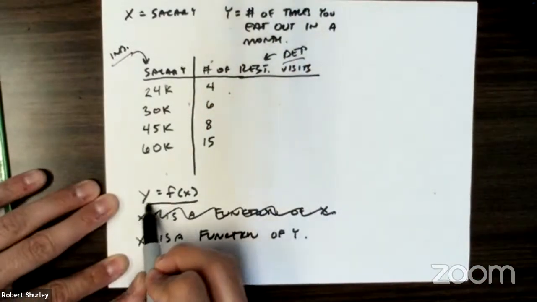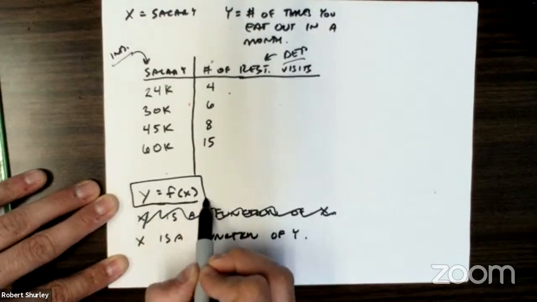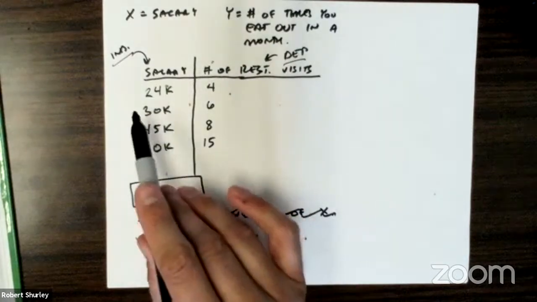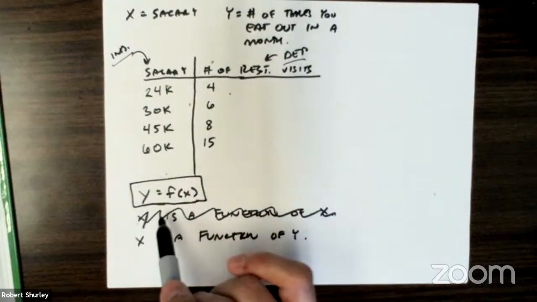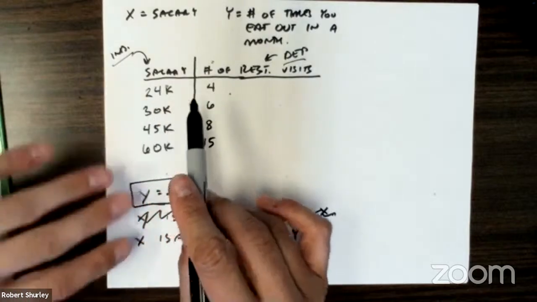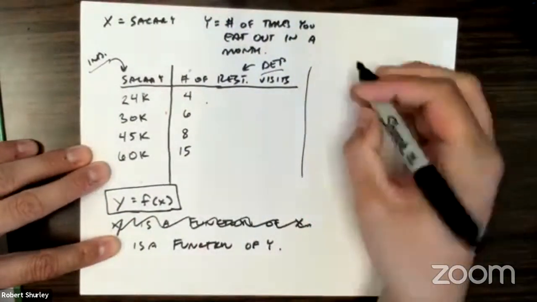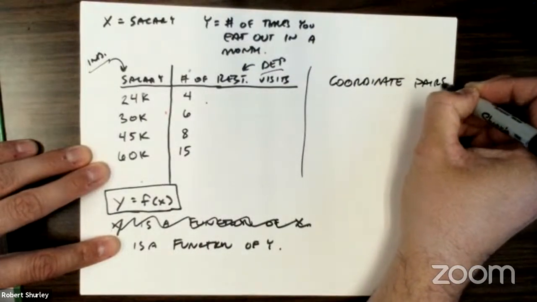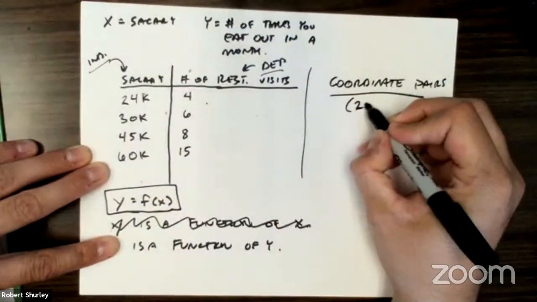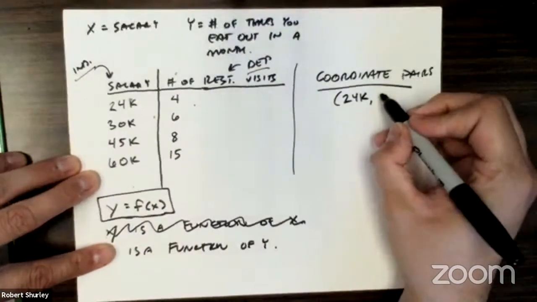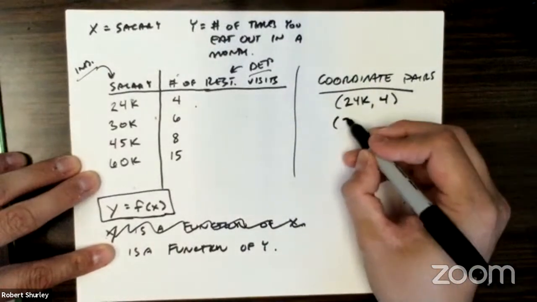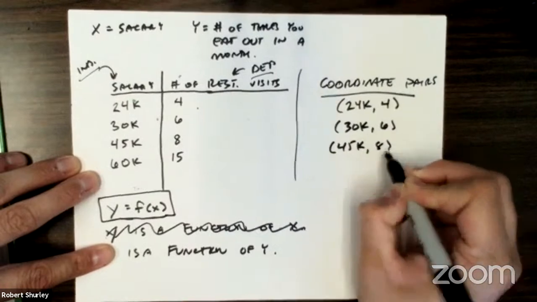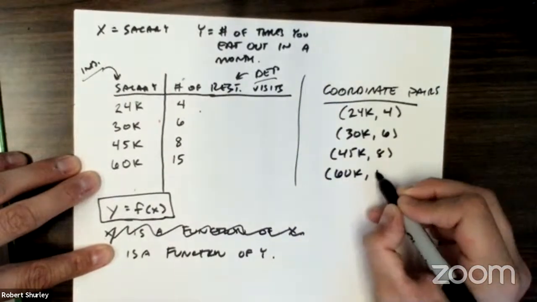And what we do is we write this in this form. So let's look at this example. Let's think of coordinate pairs first, or ordered pairs, however you want to think of it. This first ordered pair would be 24K, so 24,000, and 4. I'm just going to write 24K to make it easier. Then 30K and 6, 45K and 8, and 60K and 15.